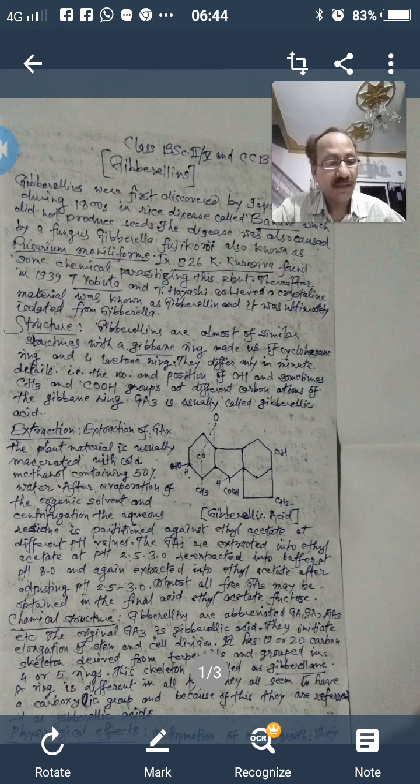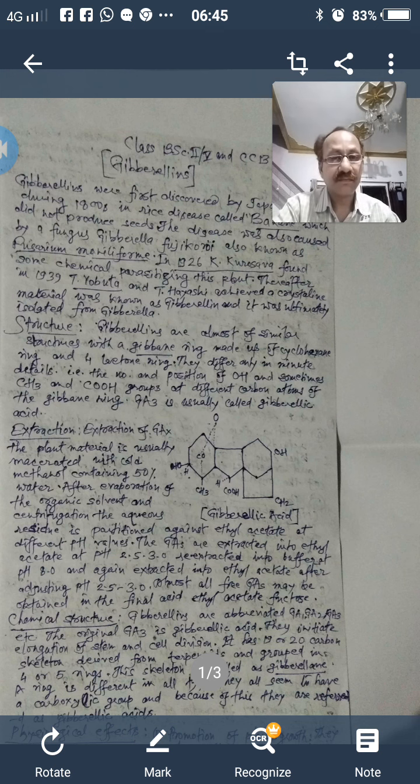Structure. Gibberellins have almost similar structures, with a gibbane ring made up of a cyclohexane ring and a 4-lactone ring. They differ only in minute details, in the number and position of hydroxyl and sometimes alkyl and carboxylic groups at different carbon atoms. The ring is complicated. GA3 is usually called gibberellic acid.